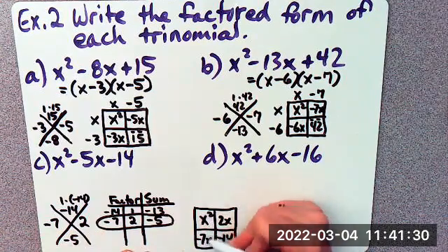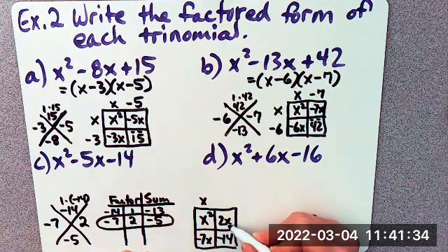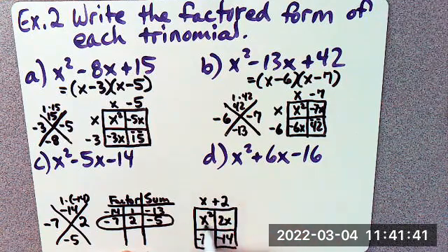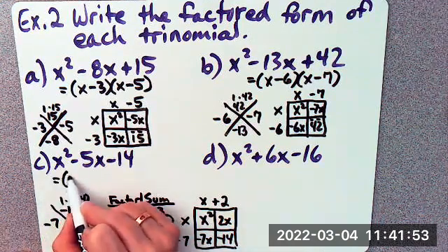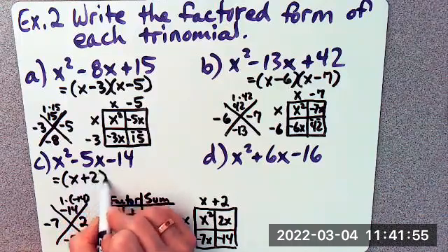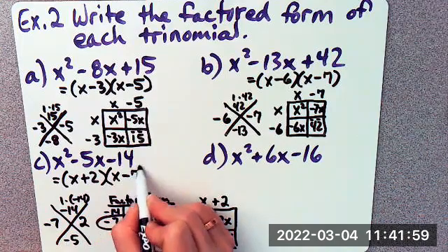So our greatest common factor here will be x. We have a greatest common factor of 2x and negative 14 will be a positive 2. Greatest common factor between x squared and 2x is x, and greatest common factor between negative 7x and negative 14 is negative 7. So this will factor as x plus 2 times the quantity x minus 7.